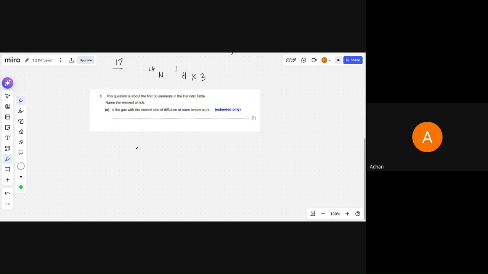So if you look at the periodic table, it starts from hydrogen, which is element number 1, and element number 30, I believe, is zinc. But if you look at the gases that are included among the first 30 elements, they are hydrogen, helium, right? We have nitrogen, oxygen, and we have fluorine, we have neon, we have chlorine. So these are the gases under the first 30 elements, right?